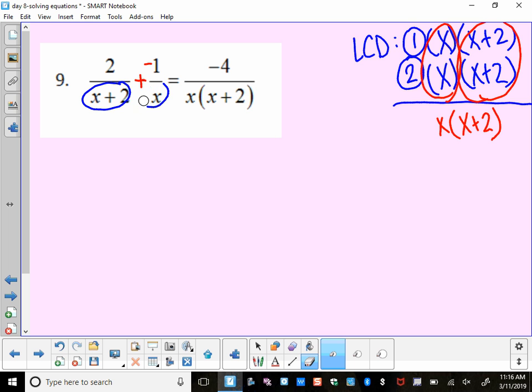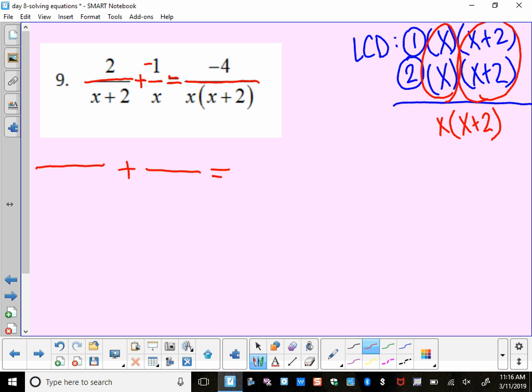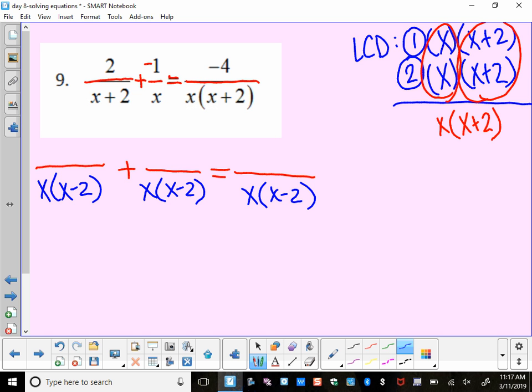The important part here is that you guys don't try to find 3 LCDs. You only need 2, before the equal sign and after the equal sign. So we're going to rewrite this as a fraction plus a fraction is equal to a fraction. My LCD is going to be x times x + 2 for each. Yes, you have to write all of that. Do not try to cut corners there.